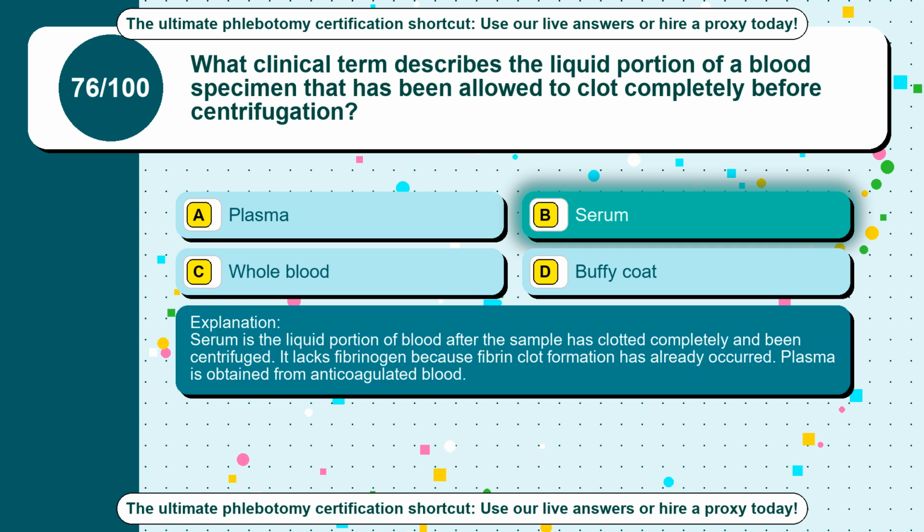Serum is the liquid portion of blood after the sample has clotted completely and been centrifuged. It lacks fibrinogen because fibrin clot formation has already occurred. Plasma is obtained from anticoagulated blood.